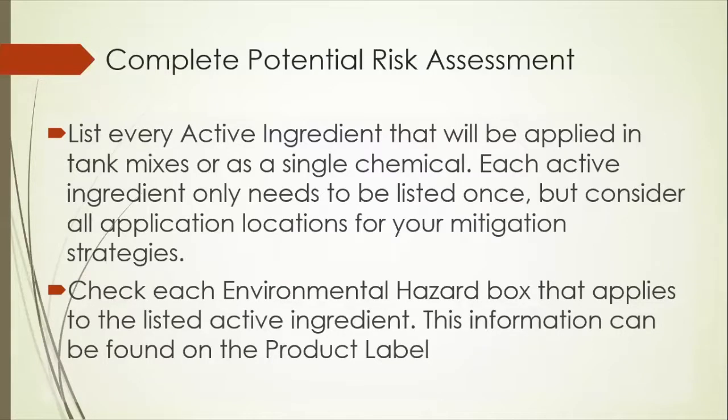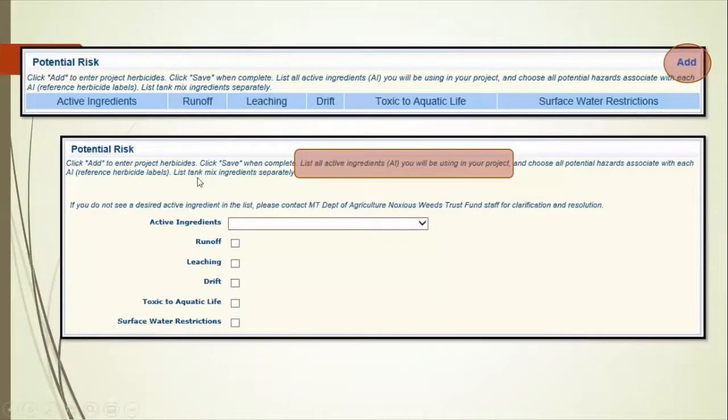This is what I was mentioning before: list every active ingredient that will be applied in the tank mixes or as a single herbicide, single chemical. Each additive ingredient only needs to be listed once, but consider all application locations for your mitigation strategies. Check each environmental hazard box that applies to the listed active ingredient. This information can be found on the product label. Again, if you need assistance finding that, please call for assistance.